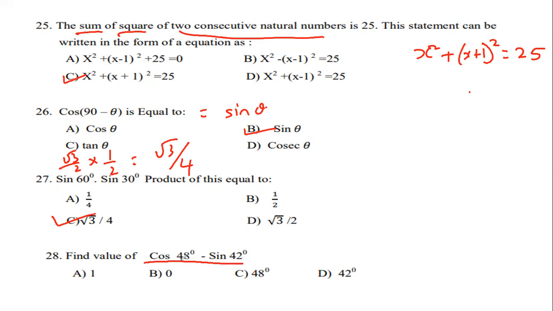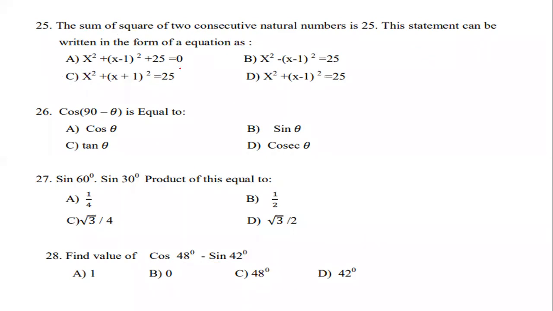Next, complementary angles for this one. Cos 48, cos 90 minus 48 degree minus sin 42 degree. Cos 90 minus 48 is sin 42 degree minus sin 42 degree. So which option is right? It will get cancelled, which is equals to 0. So option B is correct.